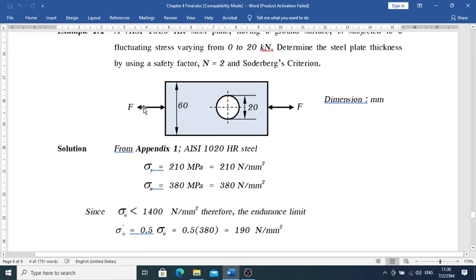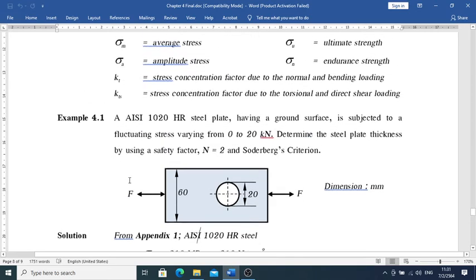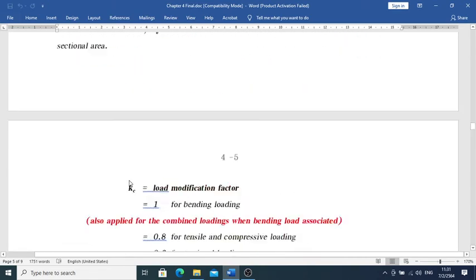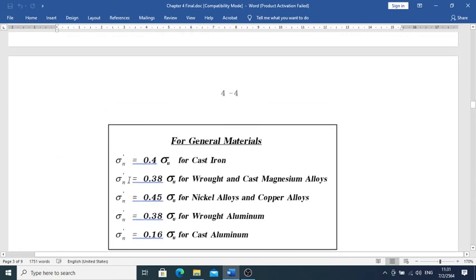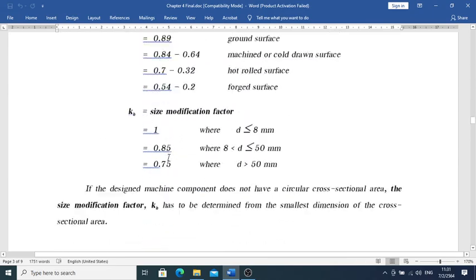So therefore, I just look up in appendix number 1, sigma y is 210, sigma u is 280. So therefore, since sigma u is less than 1400, I find sigma n prime is 0.5 sigma u based on page number 4 there, right? It says that below 1,400, sigma n prime is 0.5 sigma u respectively.